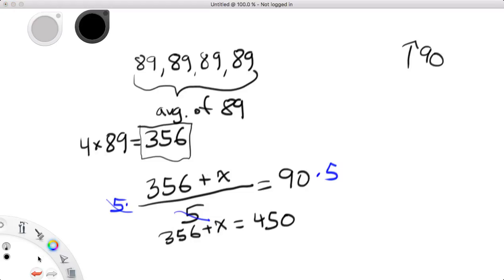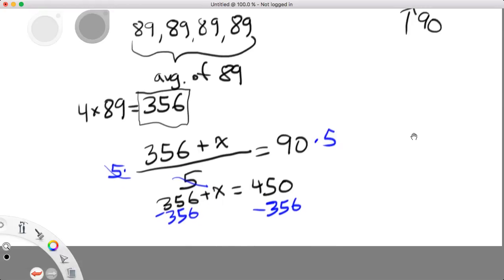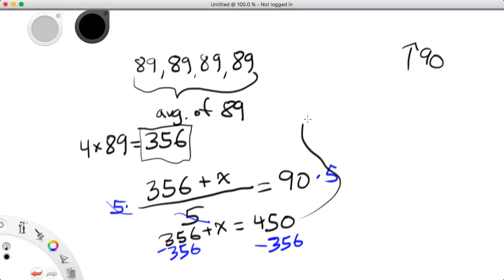So now, 356 plus some number, right? Okay, all divided by 5 is going to give me 90. Why? Because I'm going to have 5 numbers. I'm going to add them all together and divide by 5 because that's the nature of average, and I'm going to get 90. So basically all I have to do here is I have to use my algebra skills to make this work.